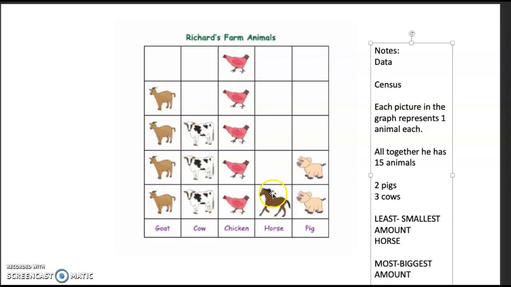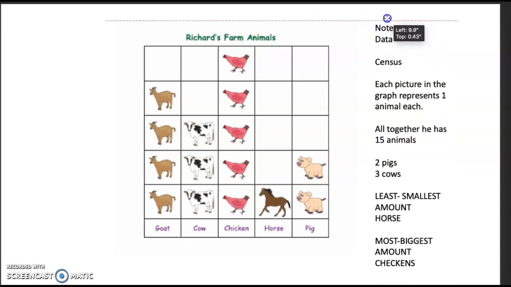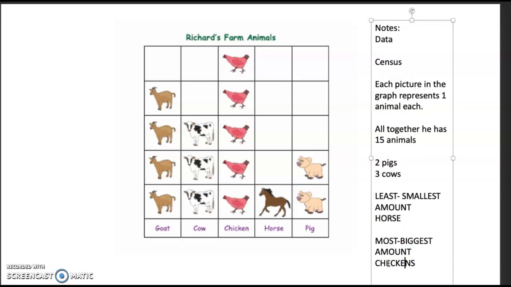I know it's not horse or pig. And cow is kind of halfway in between. But if I look in my middle column with my chickens, I can count those chickens. 1, 2, 3, 4, 5. So we know that chickens, he has the most chickens out of all of them. Chickens. Sorry, you can't really see that down there. Let's pull that up a little bit. Spell chickens right too. There we go. So that's how we read a graph.